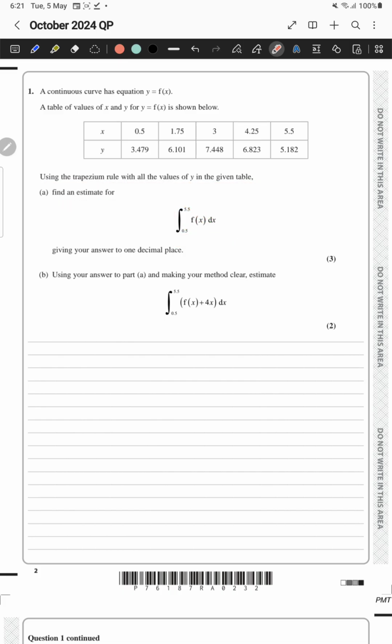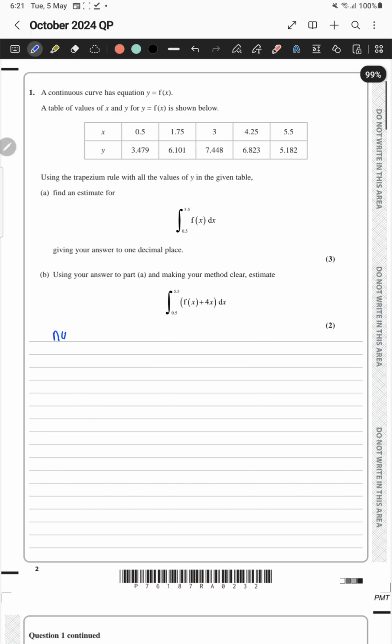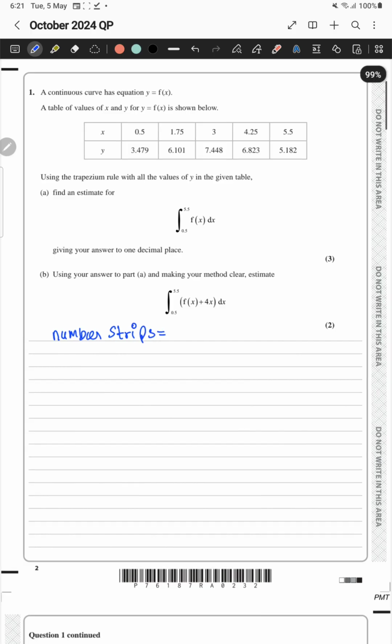Now, whenever we have to use the trapezium rule, we have to first find the number of strips. So the number of strips is going to be the number of values minus 1. How many values are there? 1, 2, 3, 4, 5. 5 minus 1 is 4.